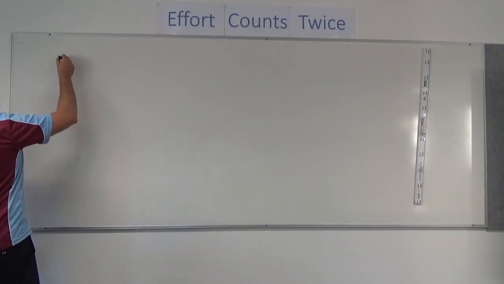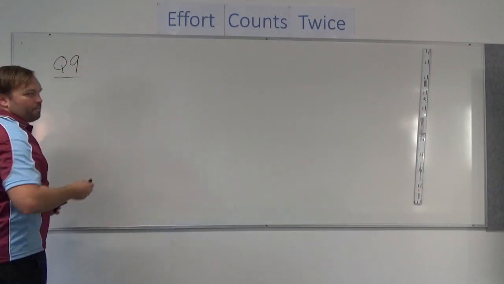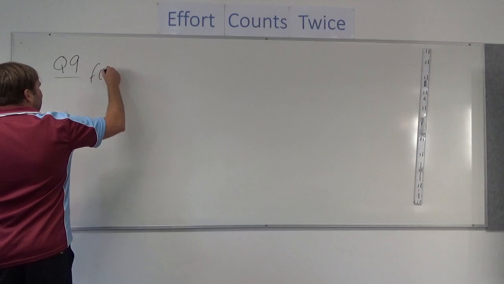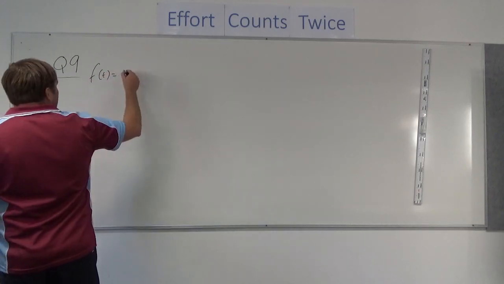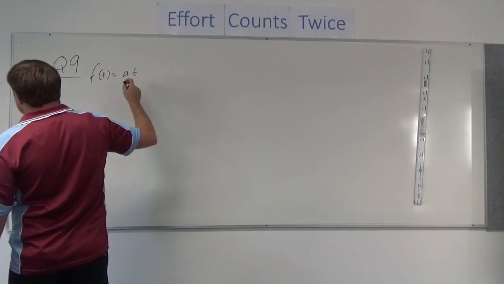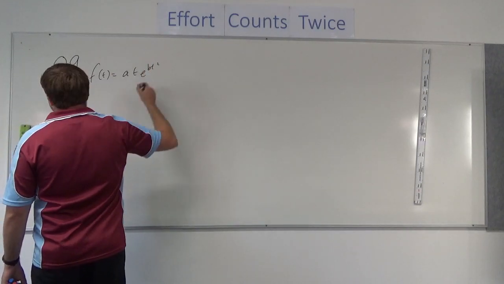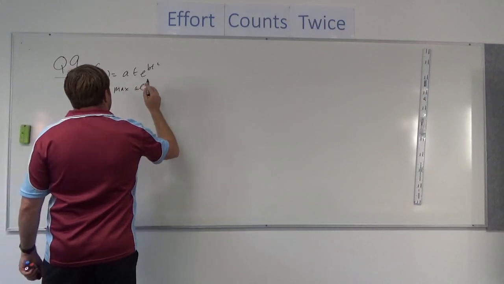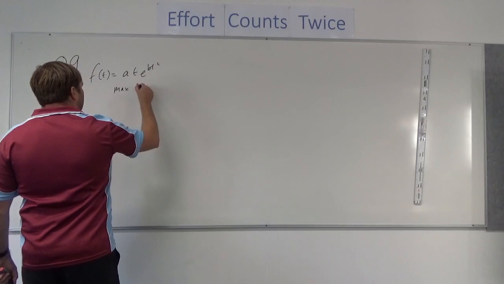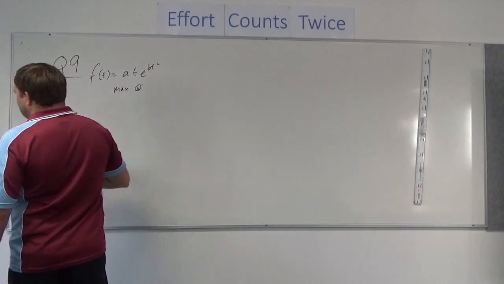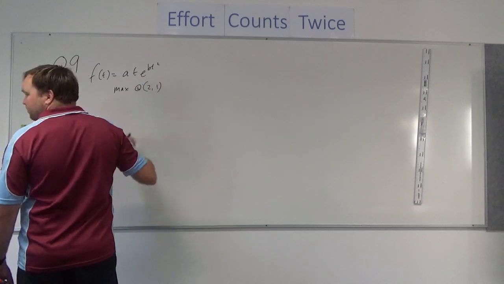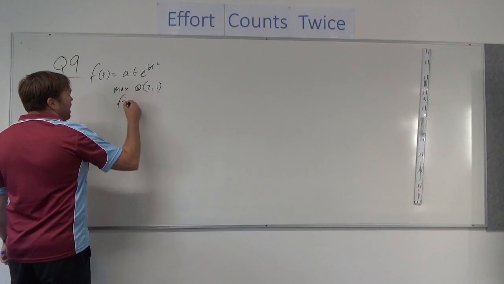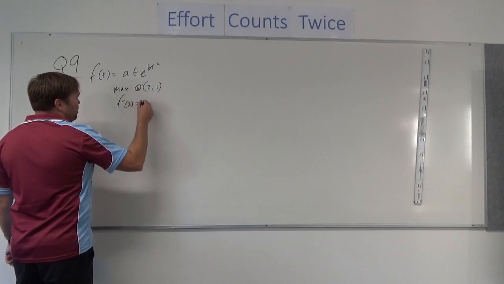Q9. Alright. There is a function, f of t equals a t e to the b t squared, that has a max at (2, 1). Note, max, this also implies that f dash 2 equals 0.